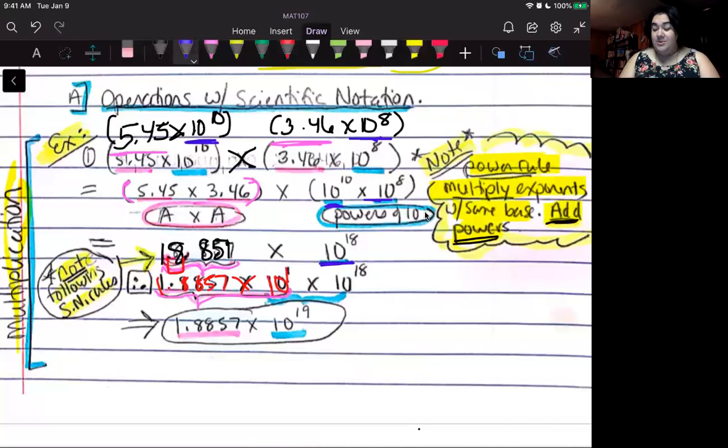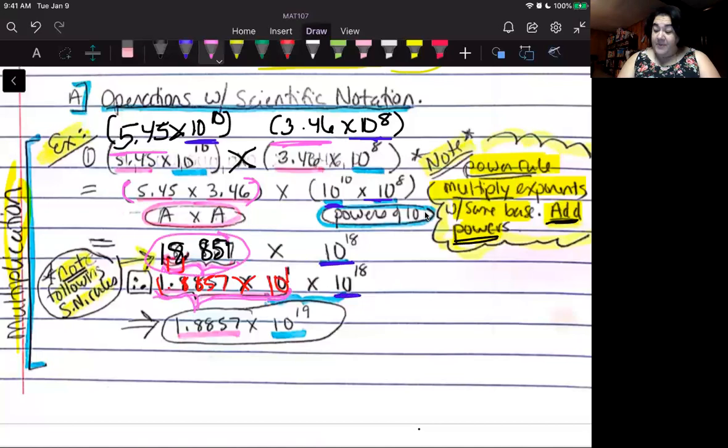Here is my new power of 10. But I have to now account for the fact that I had to adjust my original A, because when I multiplied my A's, I ended up with a decimal that did not follow the rules for A's, and I had to adjust it using the rules for A's, so I ended up with this little mini scientific number.